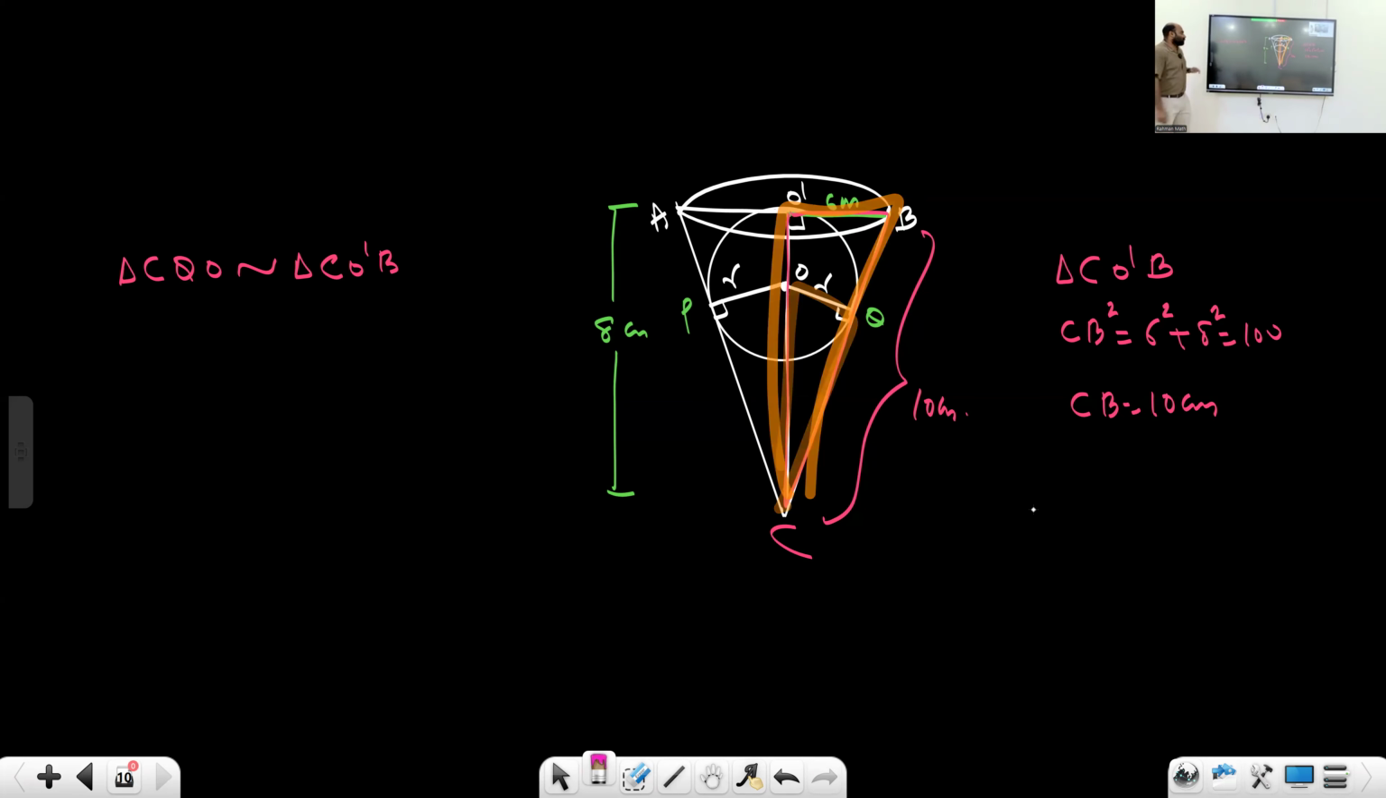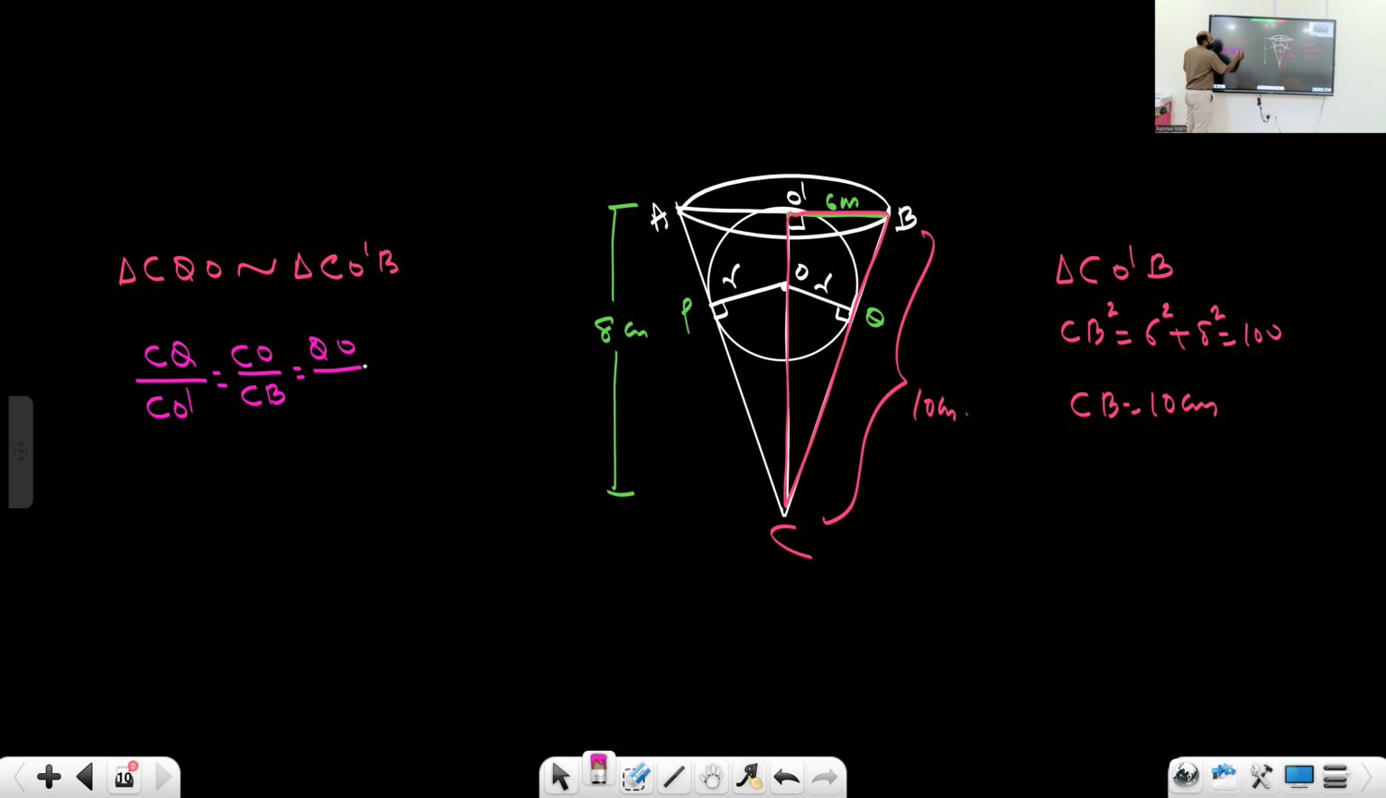Therefore, by CPST, what are the first two letters? CQ corresponds to CO', CO corresponds to CB, QO corresponds to O'B. Whatever things you know, substitute those. No need to substitute the ones you don't know. What is CQ? You don't know, leave it.